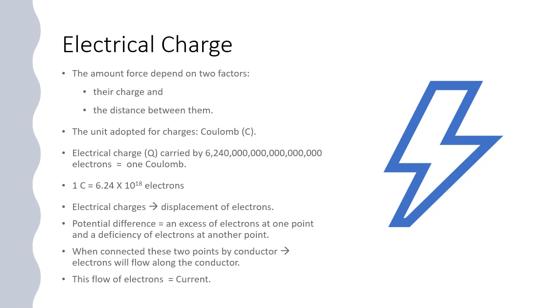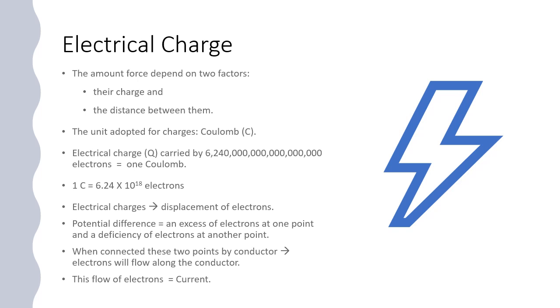Single electrons have a charge too small for practical use. The unit adopted for measuring charges is the coulomb, C, named for Charles Coulomb. The electrical charge, Q, carried by 6 quadrillion electrons, or 6.24 times 10 to the power of 18 electrons, represents 1 coulomb.